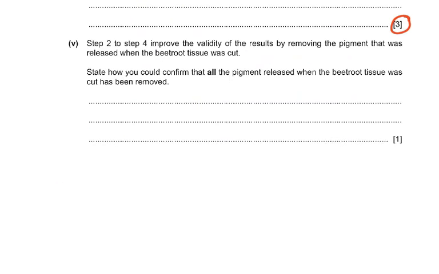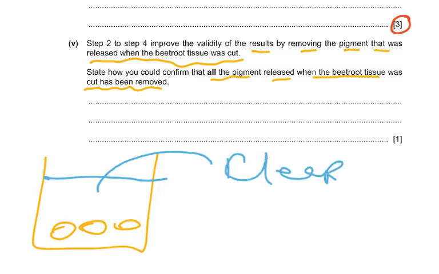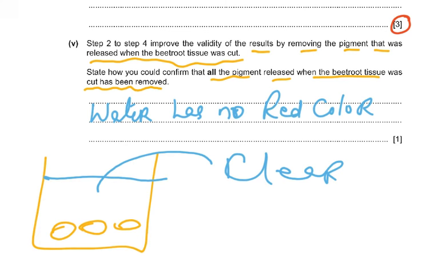Step 2 to step 4, improve the validity of the results by removing the pigment that was released when the beetroot tissue was cut. So initially when you put the beetroot in water, that is what we're talking about. State how you could confirm that all the pigment released when the beetroot tissue was cut has been removed. Very simple. When you take the beaker and you put the beetroot in it and then you add the water, this water should come out clear. That means no more pigment is coming out anymore. So water has no red color, or water has become clear.